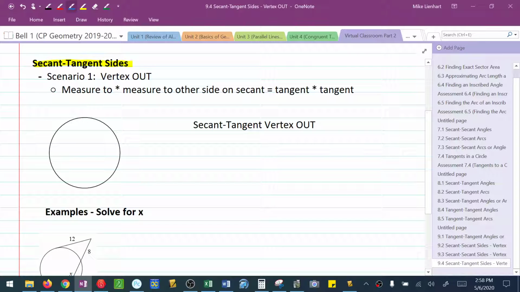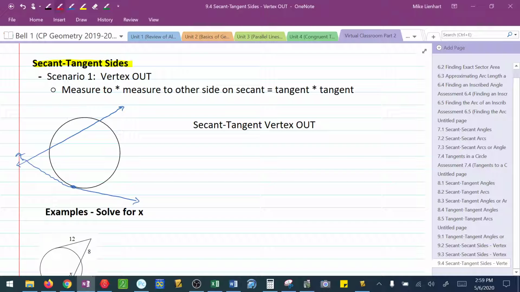So let's say that we have a secant. And let's say we have a tangent. Now that's supposed to just hit the circle there in one spot. Okay. Oh man, that's a bad line. But you guys, I think, will get the idea. If we have a secant-tangent, we have the vertex out. We are talking about sides of the angle.